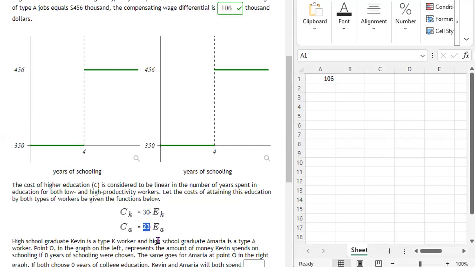For type A workers, an additional year of college costs them $23,000, right? Why? Well, maybe the type A workers get scholarships, or maybe they find the work easy and don't have to work very hard at it, and therefore don't have to spend any money on tutors, right? So the cost of acquiring education for the type A workers is lower than it is for the type K workers, right?